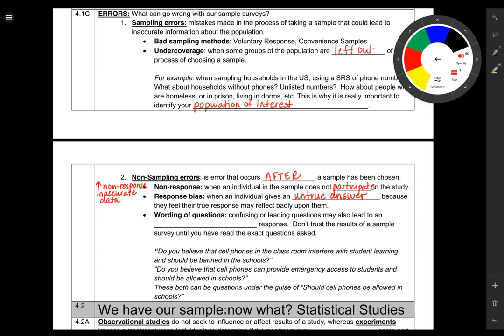And with a lot of survey questions that teens do if they're given a project with peers, peers tend to be afraid of what they might say based on who is even asking them the question. So think about those. Those can result in inaccurate data as well. And then lastly, the wording of questions. Confusing or leading questions may also lead to an inaccurate response. Don't trust the results of a sample survey until you have read the exact questions asked.